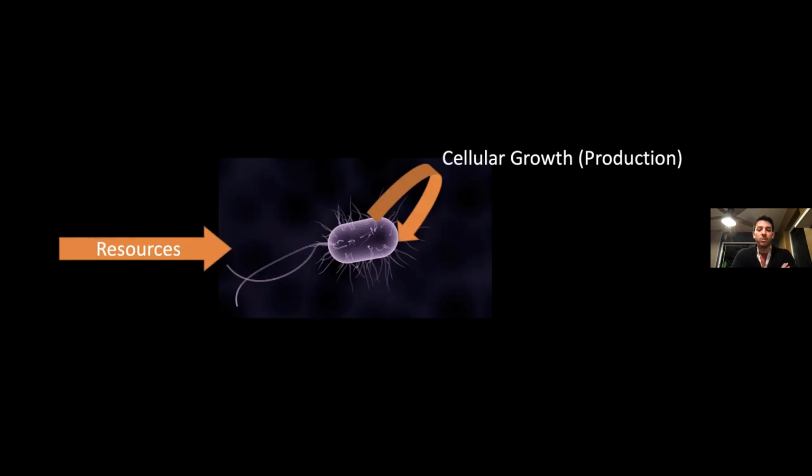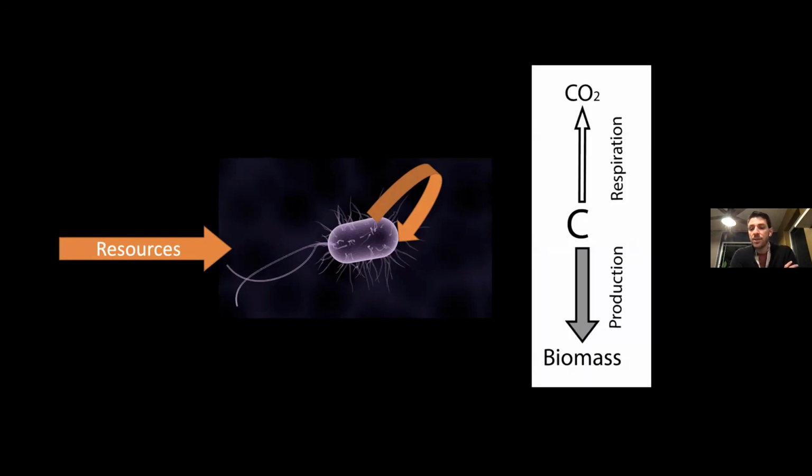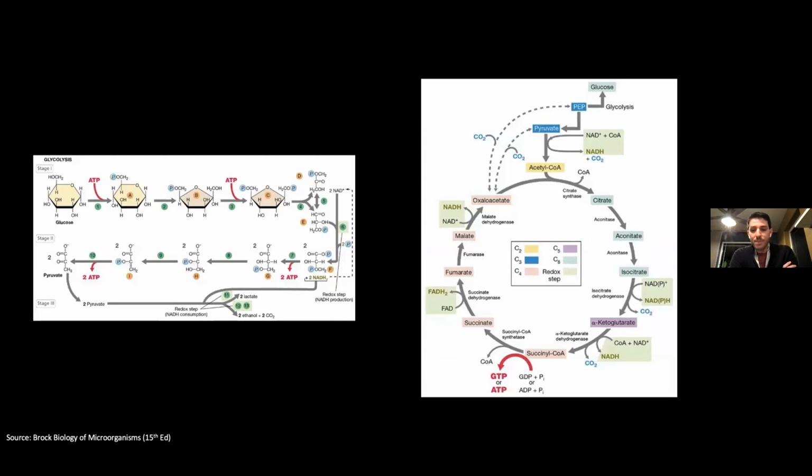At a central level, we can think about microorganisms as this input of resources that they use to fuel their cellular growth or their production. But to do this, they actually have to balance both the production of biomass and the respiration, often leading to the release of CO2. Most of my research focuses on heterotrophic organisms, so I'm in this CO2 respiration category. And this might bring us back to these scary figures that you may recall from an intro bio class and you may try to actively forget about.